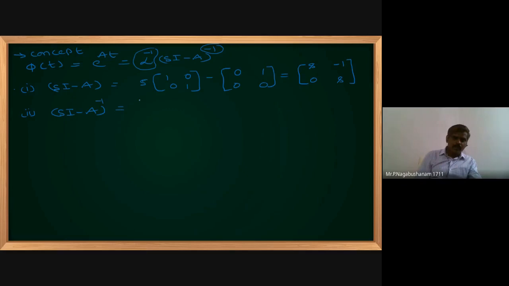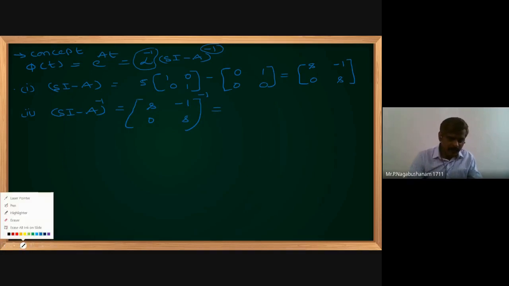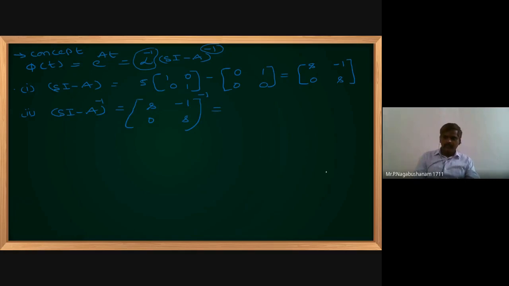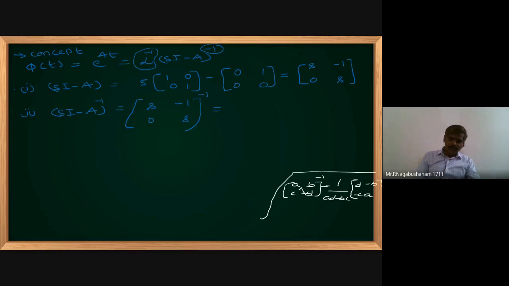You know how to obtain the inverse of a 2 by 2 matrix. In general, let me write it in case you don't know. The inverse of the matrix [A B; C D] is 1 by (AD minus BC) into the matrix where you interchange the positions of A and D, and change the sign of B and C. Don't interchange their positions, just change the sign of B and C. This is the inverse of a 2 by 2 matrix.